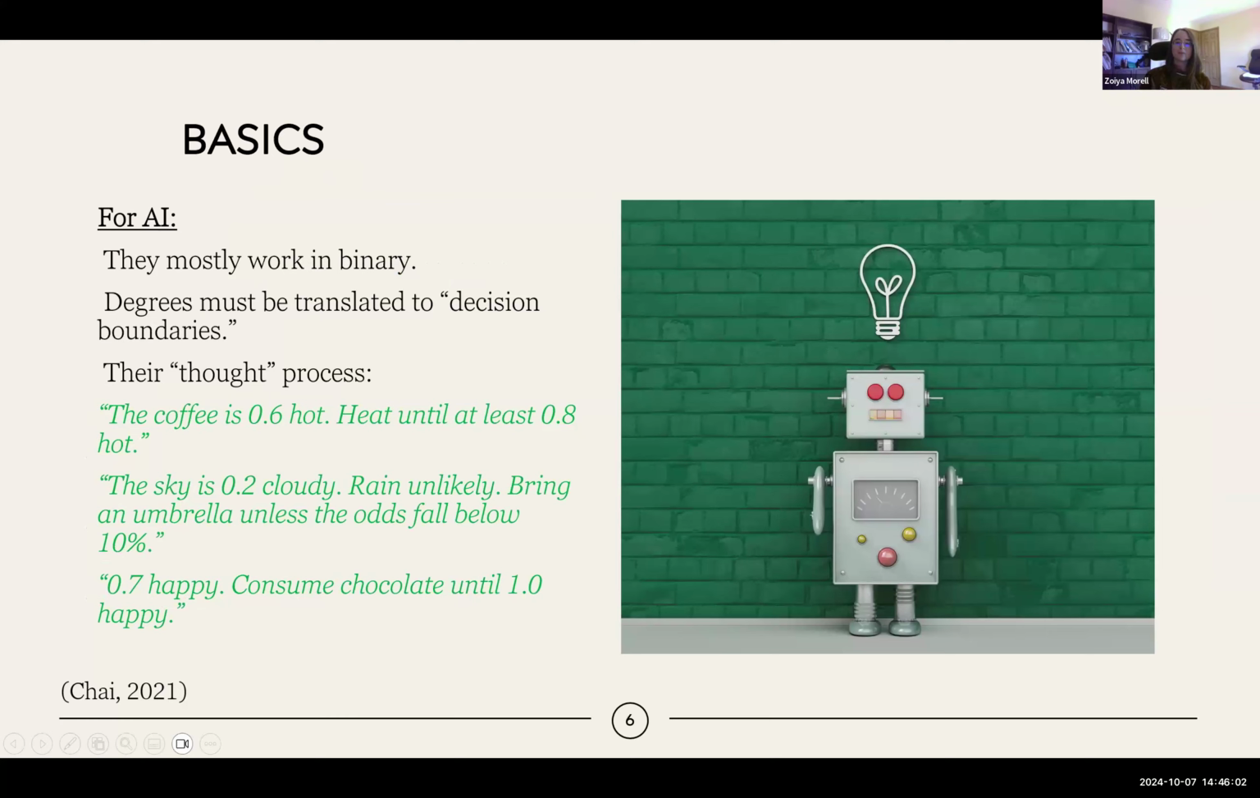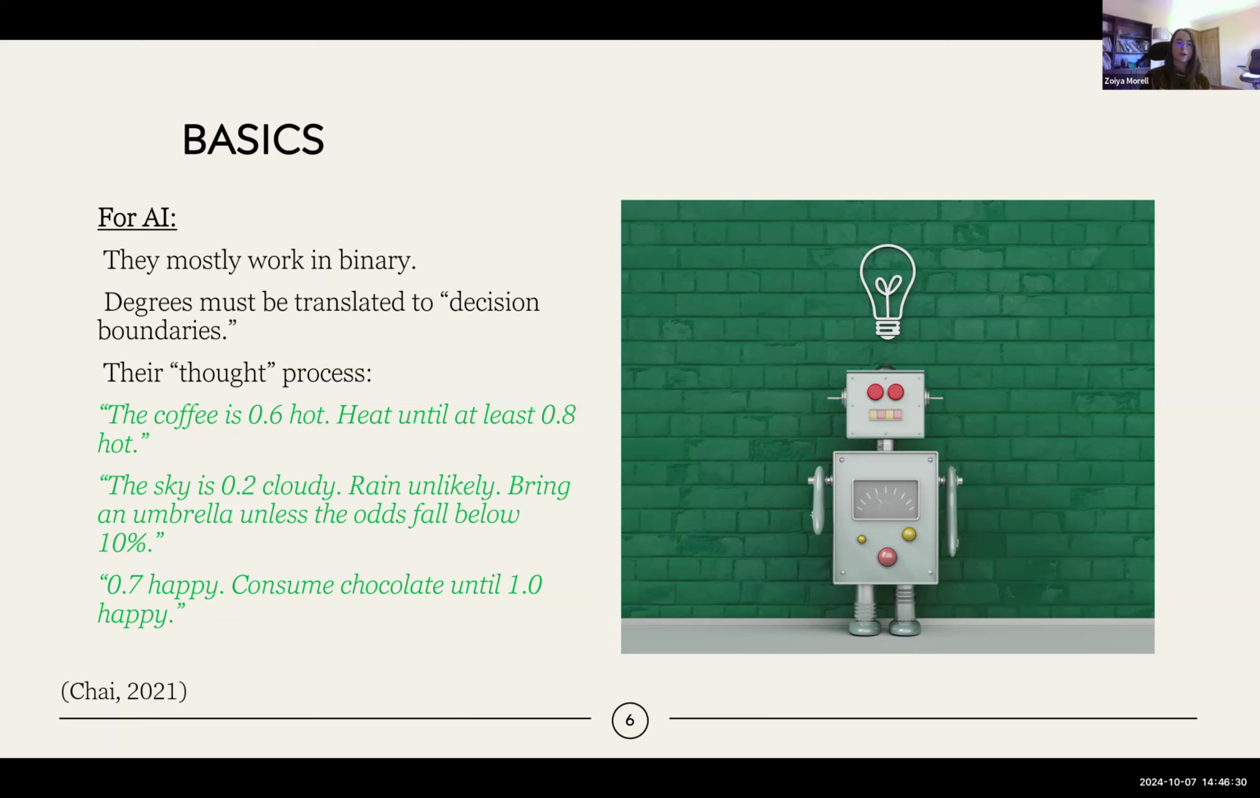But for AI, they usually work in binary. Now, I'm saying usually because I'm not diving into the quantum computer stuff that I don't know much about. So for the most part, just assume they work in binary, true or false, 1 or 0. Because of this, degrees must be translated to decision boundaries, where something is either true or falls into a different category. So their thought process for the exact same questions might be more complicated.